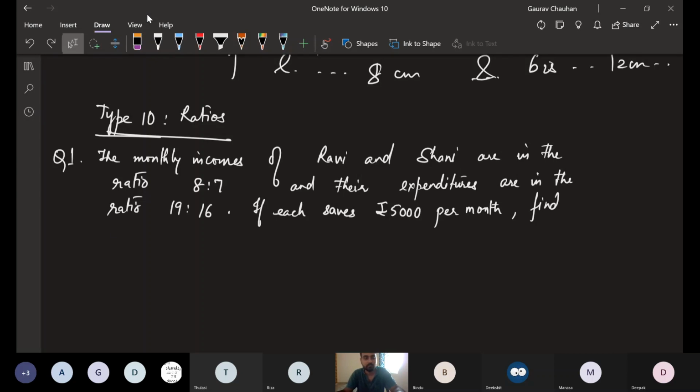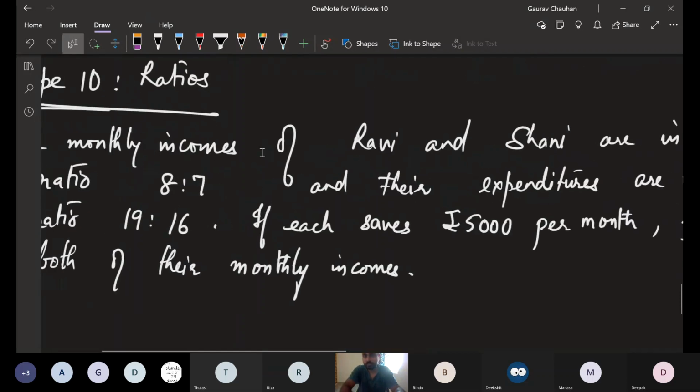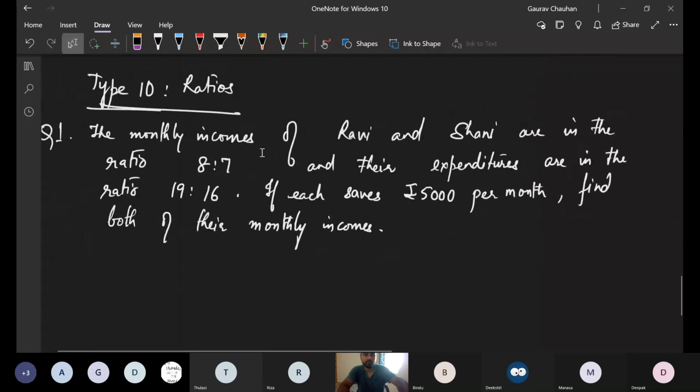Find both of their monthly incomes. This is the question. I'm going to put a screenshot in the chat also. Take it down right now. It's a little different from what all questions we have seen so far, but the basic things we'll be using in this are going to be the same. Type it down once you're done copying the question, please. I need your complete attention for this solution.